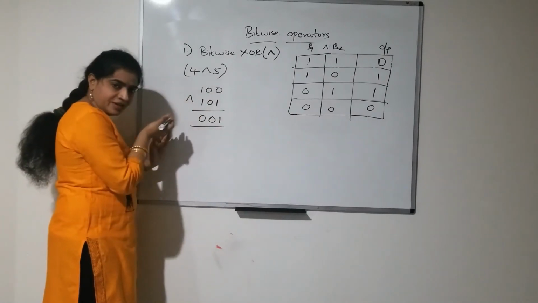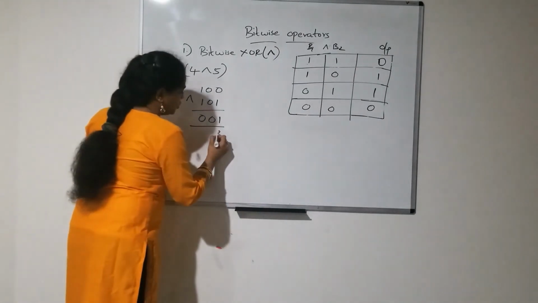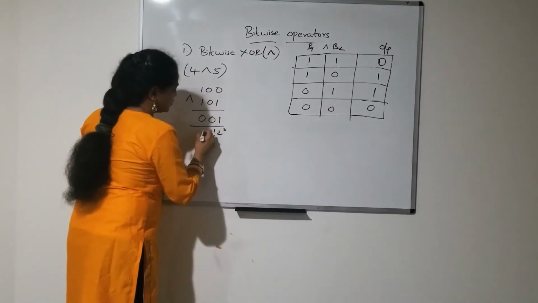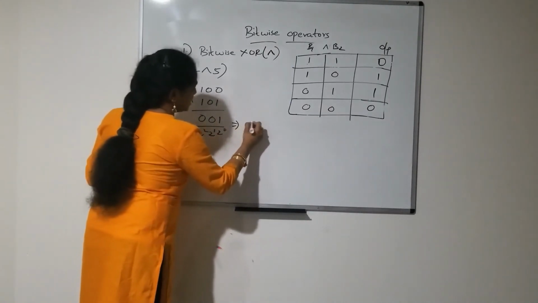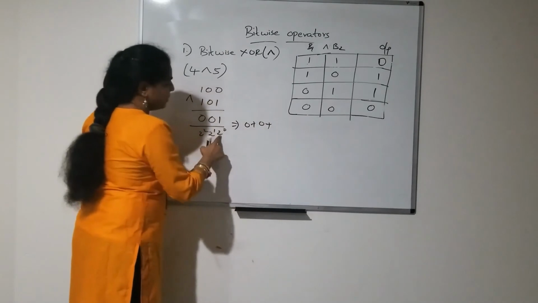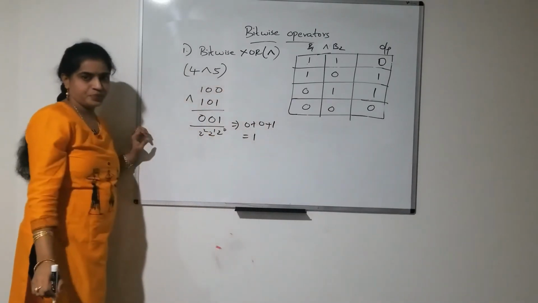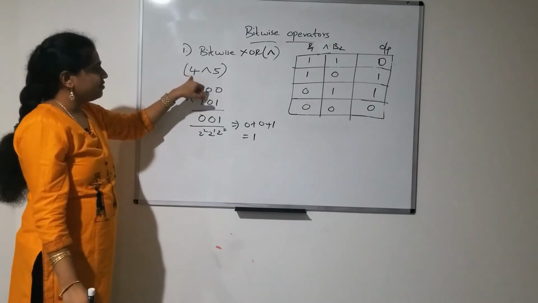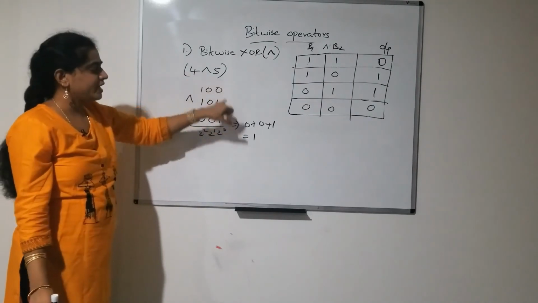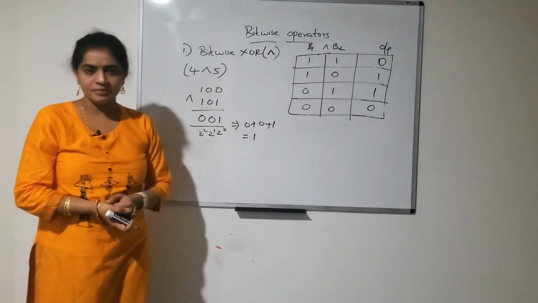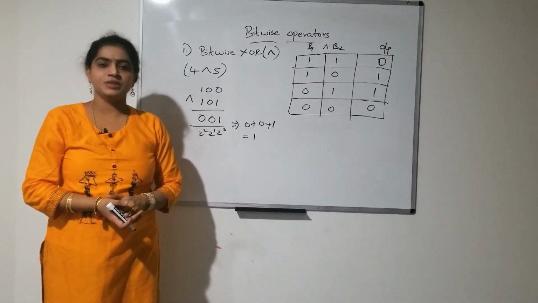Now I have to convert this into decimal format. So 2 power 0, 2 power 1, 2 square. So 0 plus anything power 0 is 1, 1 into 1 is 1. So the output is 1. The result for exclusive OR between 4 and 5 is 1. So that's about the exclusive OR operation.